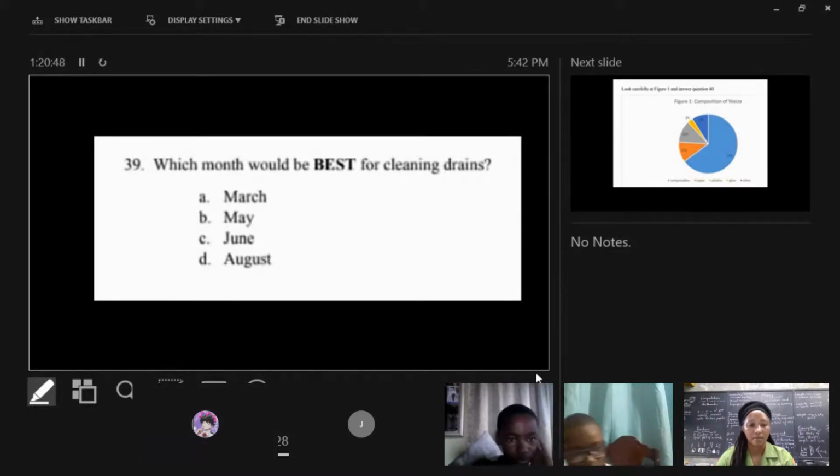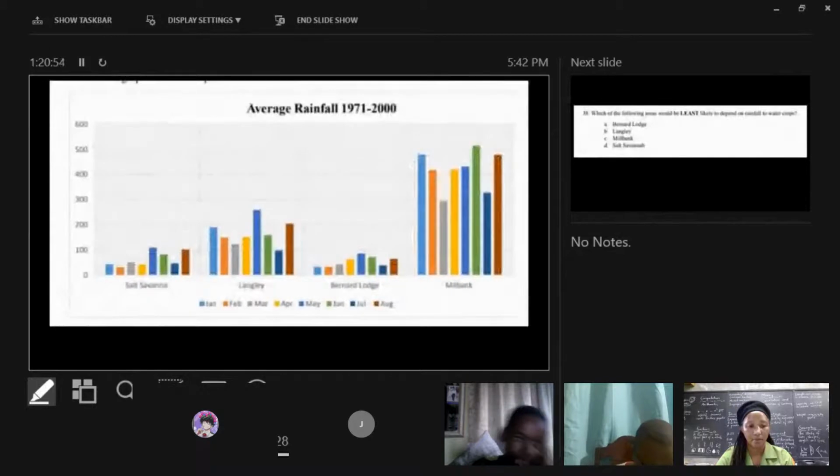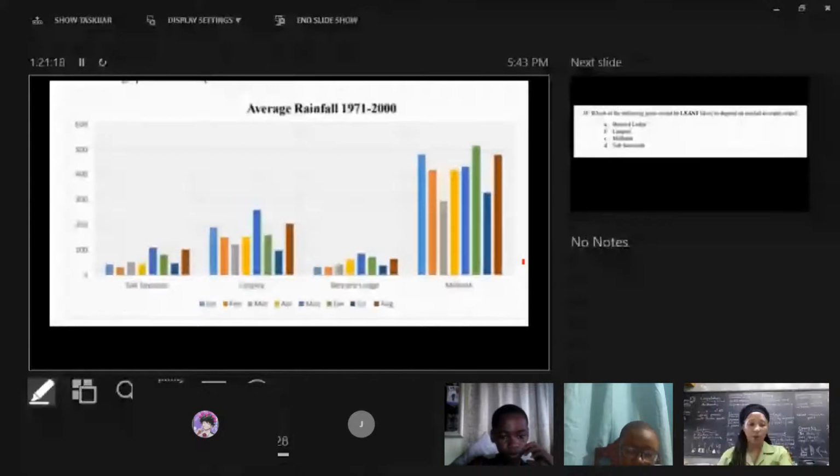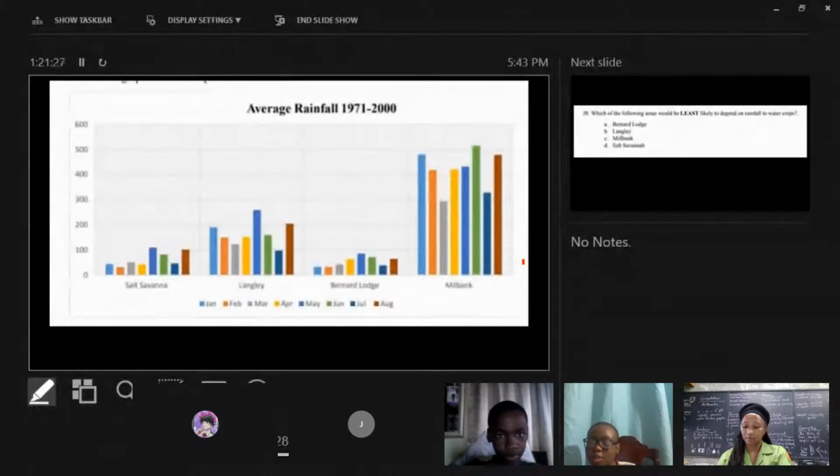Miss, can you go back to the graph? Sure. So the blue is January, and then the other months follow. So January, February, March. For all of the months, I say March. All right, what makes you say March? Since there is less rainfall in March, that's why.